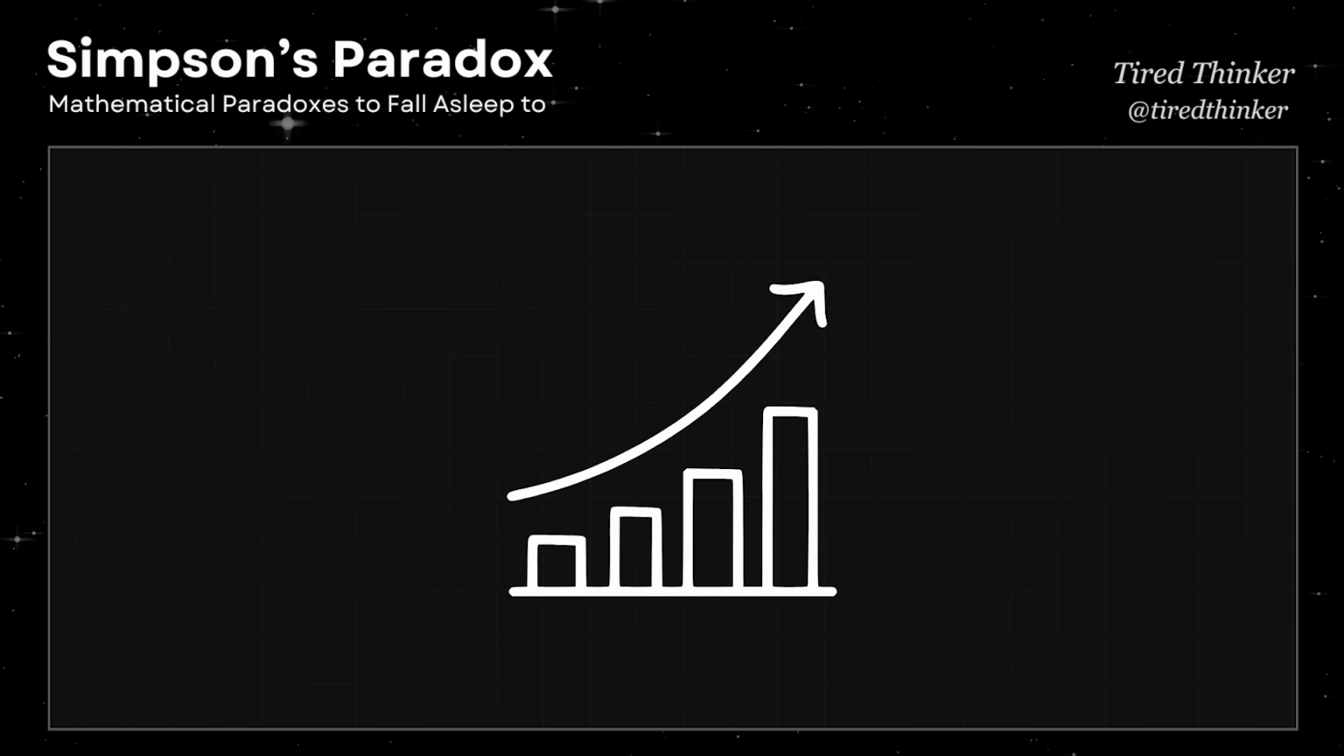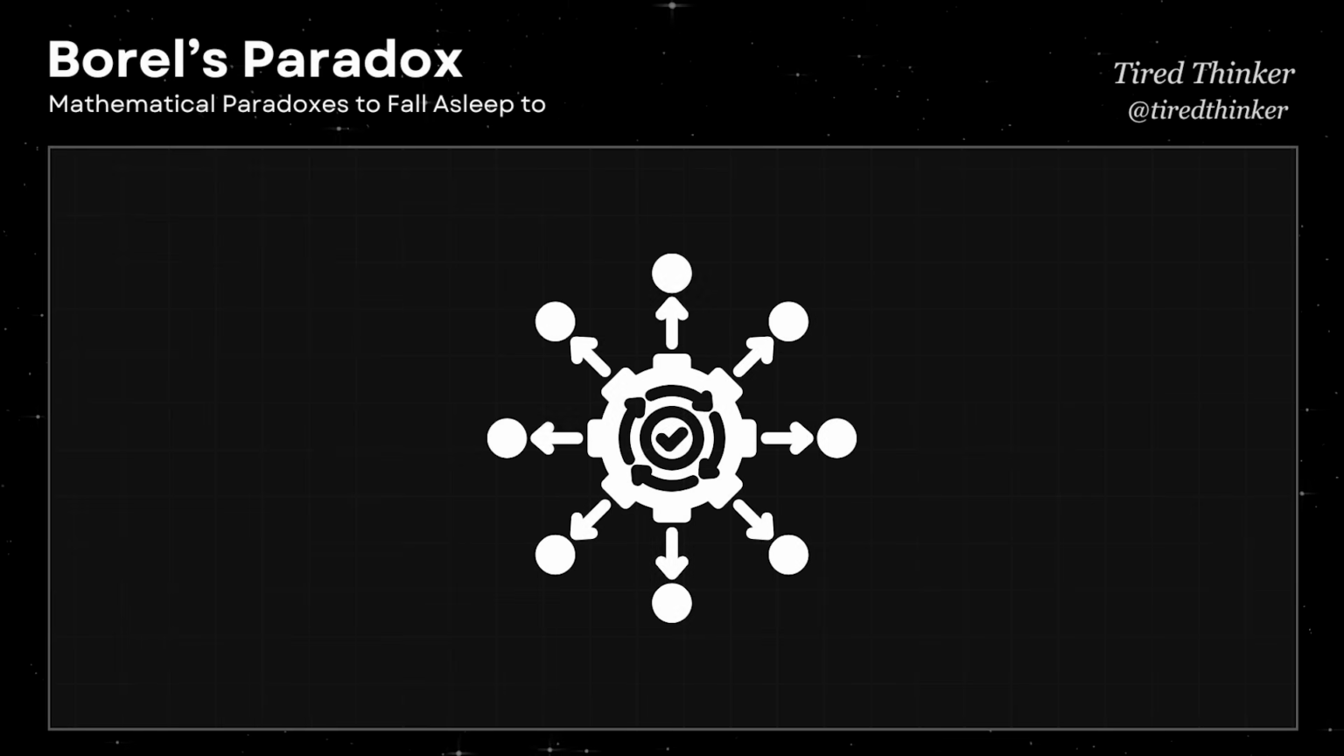It is a reminder to look deeper and question assumptions before accepting conclusions based on statistics. Borel's paradox is a surprising result in probability theory that involves conditional probability in continuous distributions. It shows that conditioning on an event in a continuous space can lead to different results depending on how the conditioning is done. This paradox challenges intuition and reveals the complexity of working with infinite outcomes.